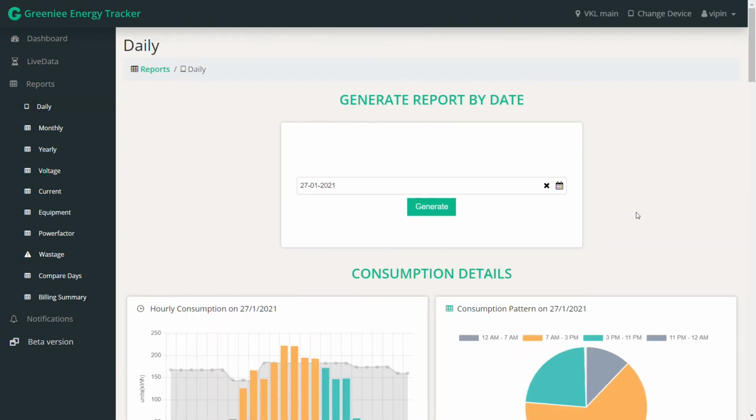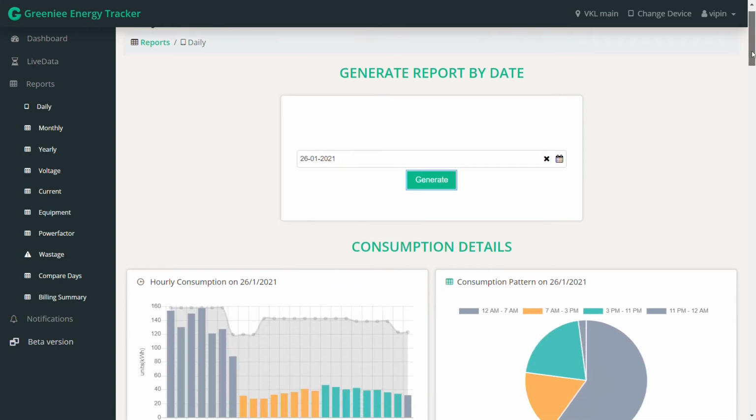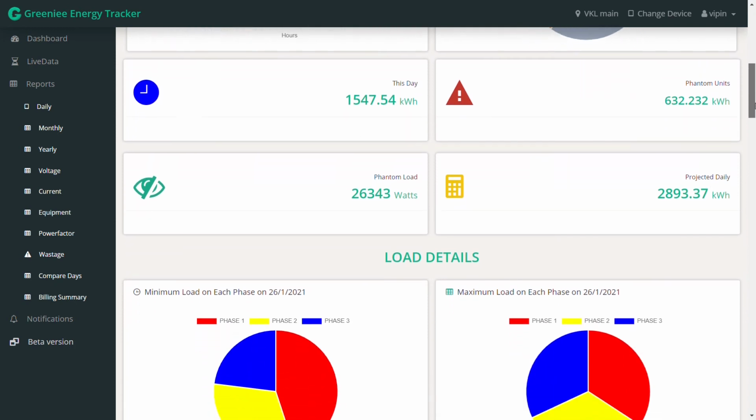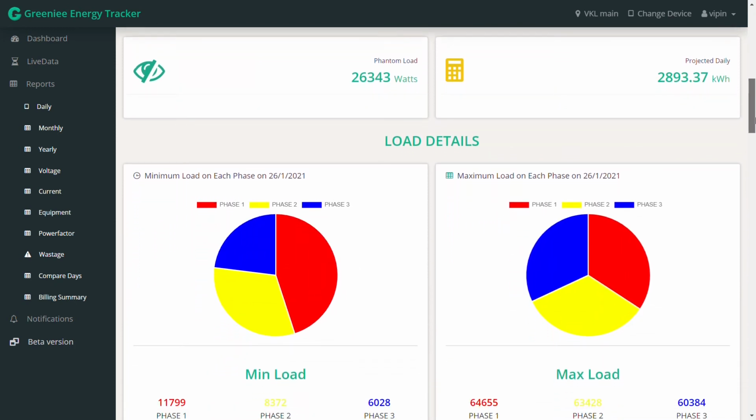Let's look at the daily report. By default, you get to see the data of the current day. However, if you want to go back to a particular day, you can select that by using this calendar, and you can generate a report for that particular day. The data available in this report includes the consumption of the day, hourly split up, pie chart showing the consumption breakdown, phantom load, and the contribution from phantom load on that particular day. Scrolling down, you can see the load balance during minimum and peak load conditions.